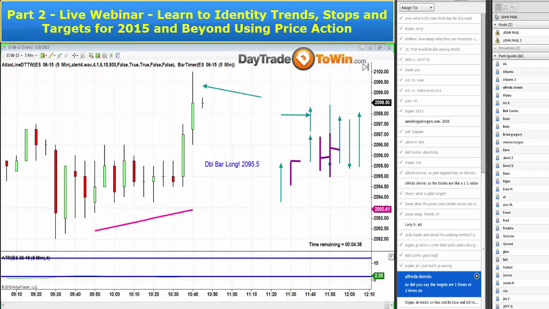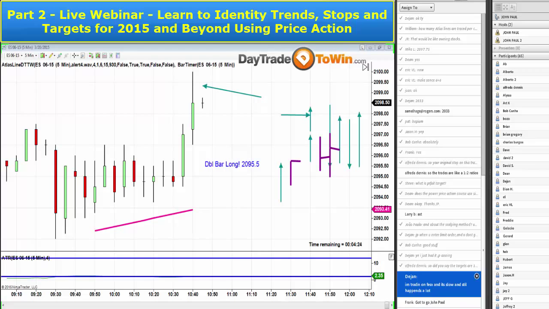The target, Alfred, is 1 times the ATR. That's a very concrete exit, Alfred, that you know the market can do. From that point on, you can trail it, trail a stop or trail a target.